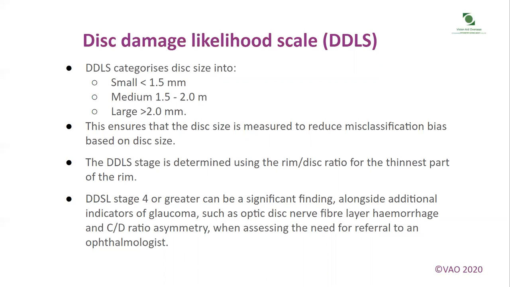DDLS stage 4 or greater can be a significant finding alongside additional indicators of glaucoma, such as optic disc nerve fiber layer hemorrhage and cup to disc ratio asymmetry, when assessing the need for referral to an ophthalmologist.